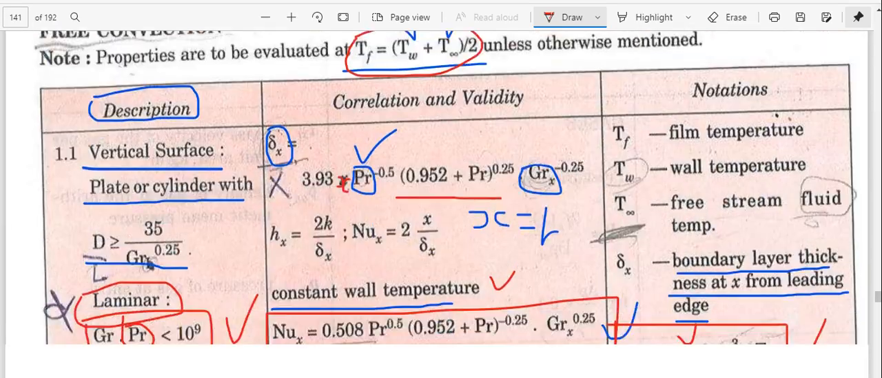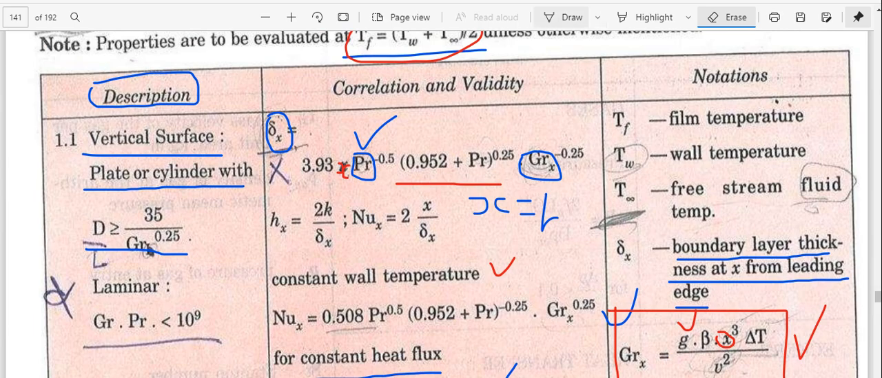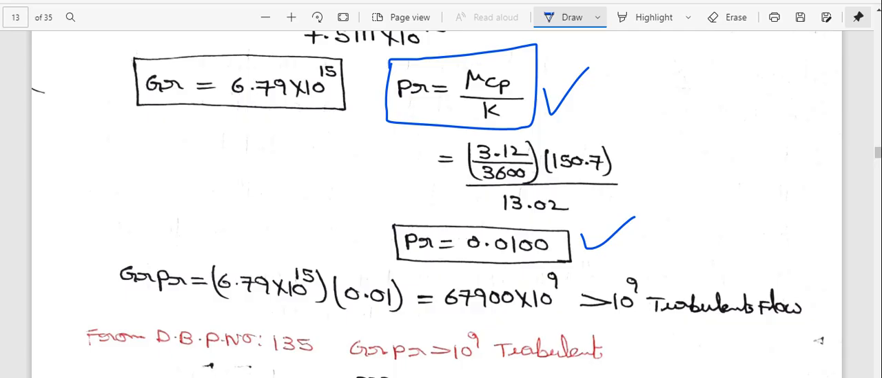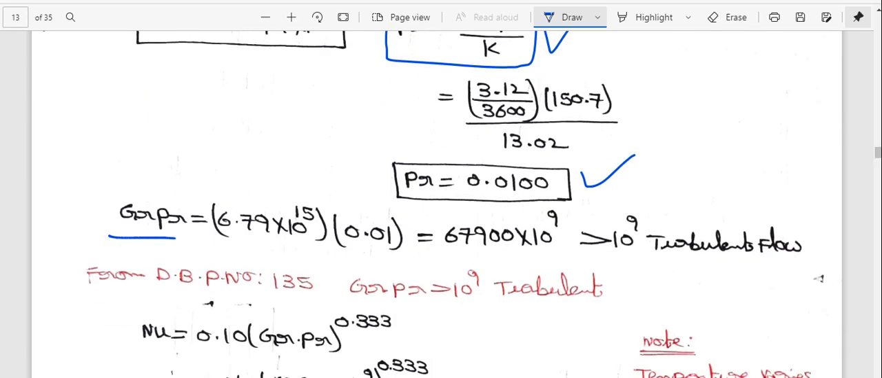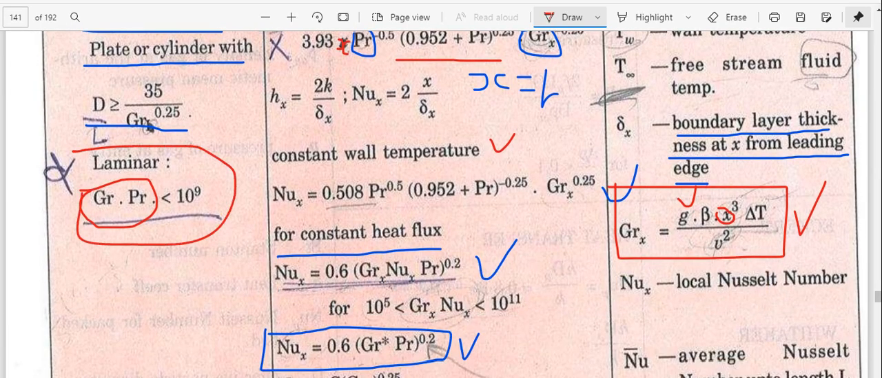So in free convection we need to check whether it is laminar or turbulent. Is it laminar flow or turbulent? So here Gr into Pr is less than or greater than 10 power 9. The Gr into Pr value is equal to 67,900 into 10 power 9. It is greater than 10 power 9. It is a turbulent flow. Now we need to consider turbulent flow. So this is the laminar flow.